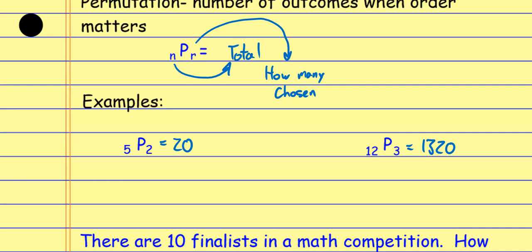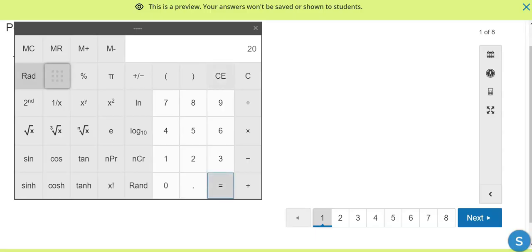And once again, let me show it one more time on the Schoology version. So again, it was 12, now the permutation button, then the 3, enter, okay?